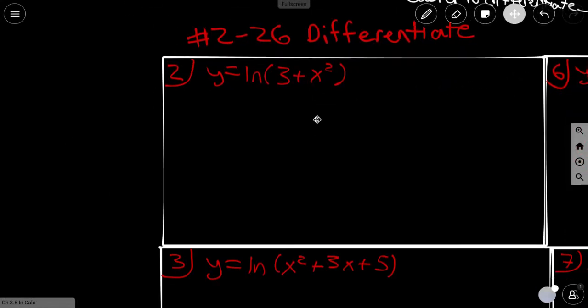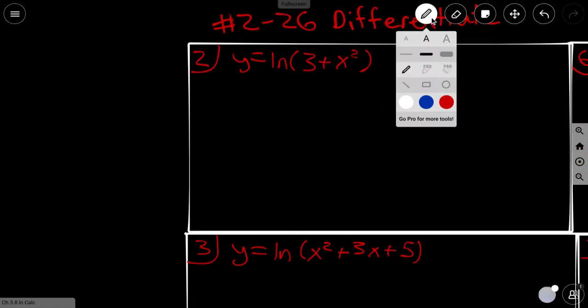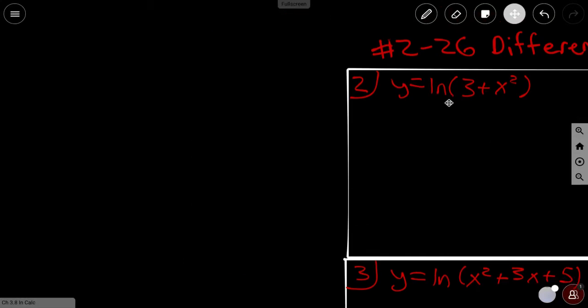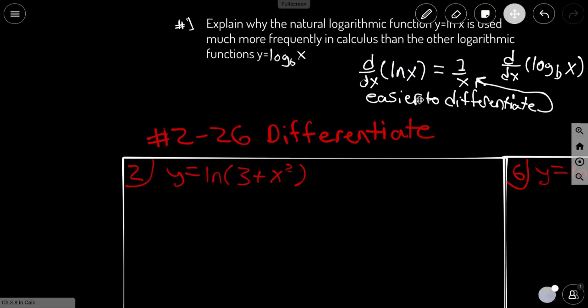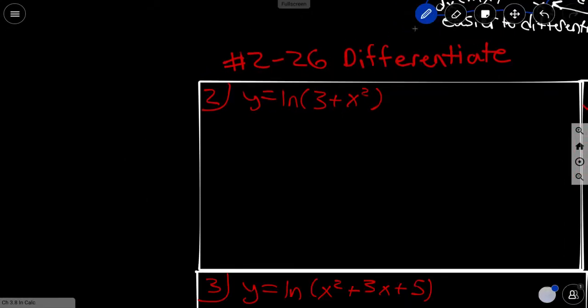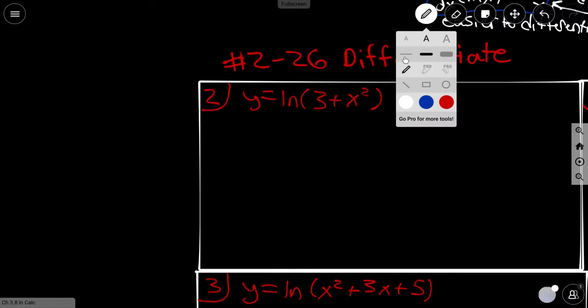Start with number 2. So we're just going to differentiate. Oh, and before we get started, I just want to point out that we're going to be using this rule right here basically for the entire homework. All right, so let's start off.